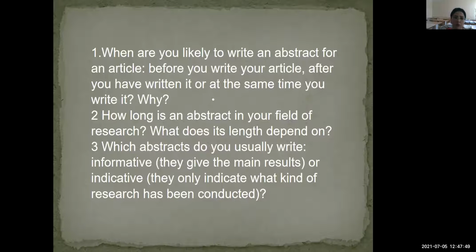The first one, when are you likely to write an abstract for an article? Before you write your article, after you have written it, or at the same time you write it, and why? And the second one, how long is an abstract in your field of research? What does its length depend on?